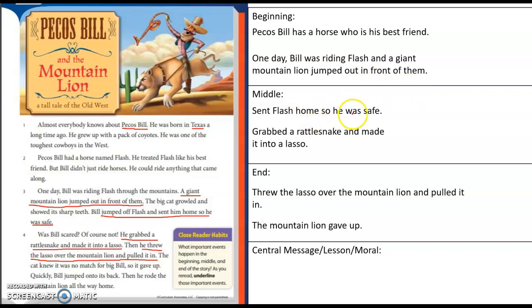Next he sent Flash home so he was safe. After that, he grabbed a rattlesnake and made it into a lasso. The problem was solved when Bill threw the lasso over the mountain lion and pulled it in. Then the mountain lion gave up. Tomorrow, we'll add to our graphic organizer our lesson or our central message or moral that we're learning from this story. But today we're focusing on retelling the story.